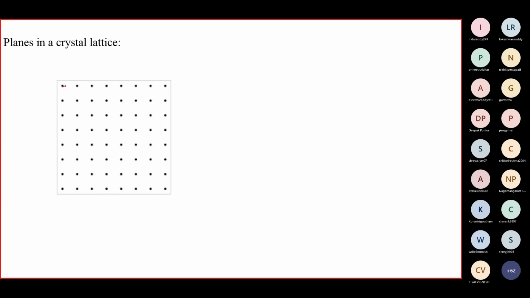Now you take a plane, this plane, from here to here. This is a plane, a 2-dimensional plane. Then you extend this plane, or repeat this plane, at periodic intervals. What do you get?